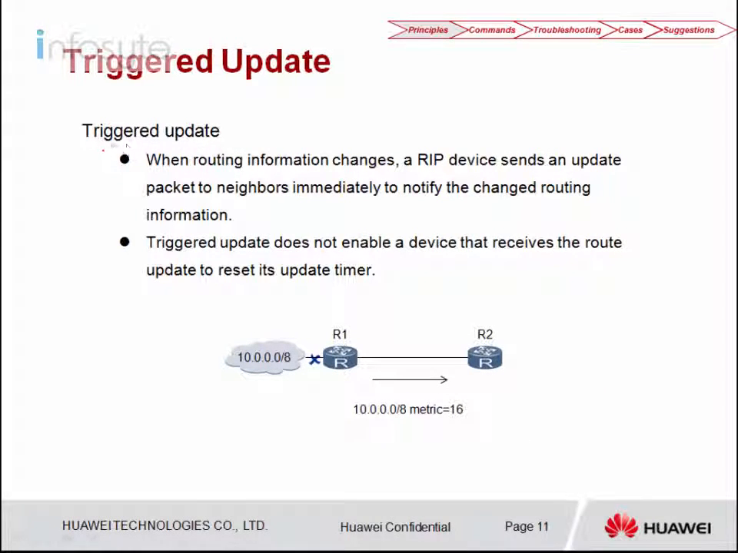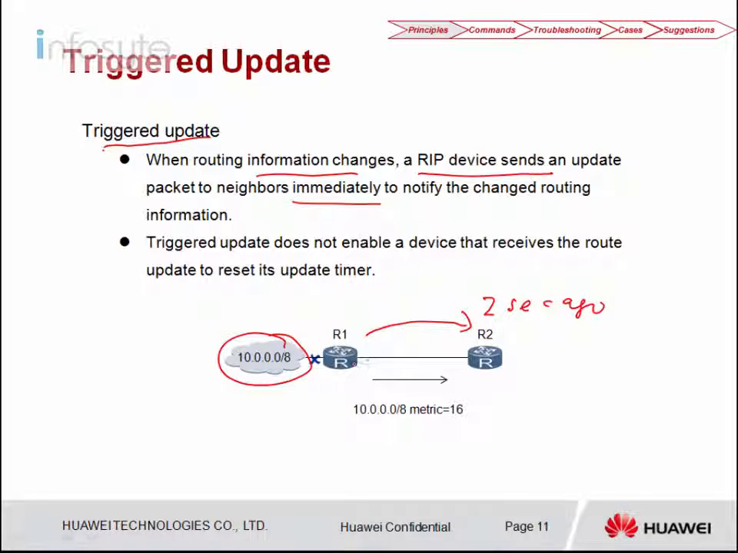Now, triggered update. Triggered update is a mechanism for you to shorten the network convergence time, and this is how it works. When the routing information changes, for example, in this case, the network 10.0.0.0/8 attached to R1 changes from up to down, the RIP device is going to send this update to the neighbor immediately. Which means that if R1 just sent this information, let's say 2 seconds ago, and this interface goes down, it is not going to wait for another 28 seconds before it actually sends. It will never wait. It will just send immediately. Okay, so this is what we call the triggered update.